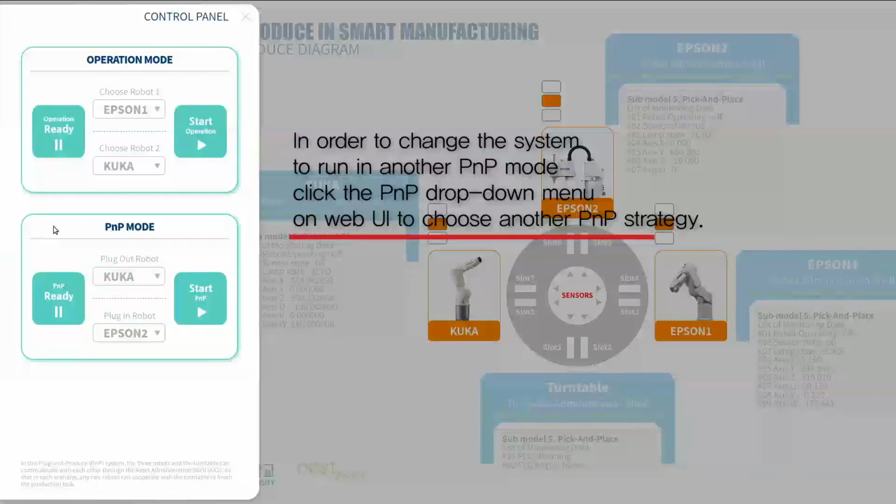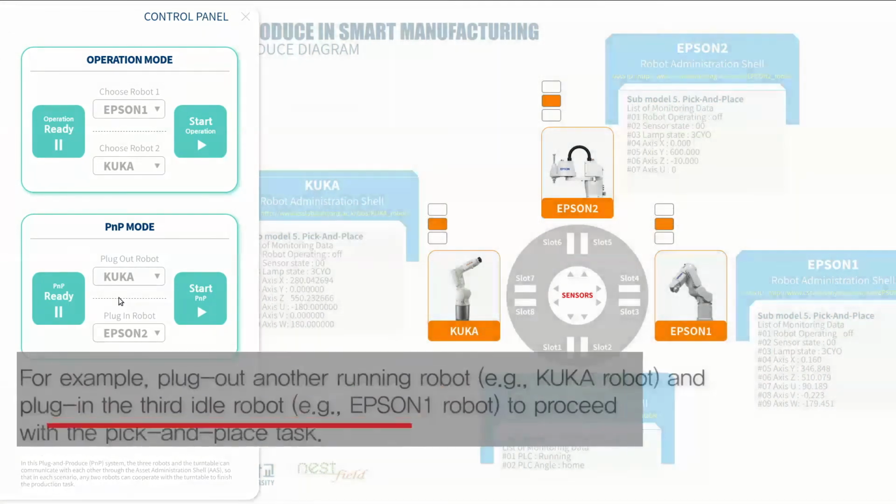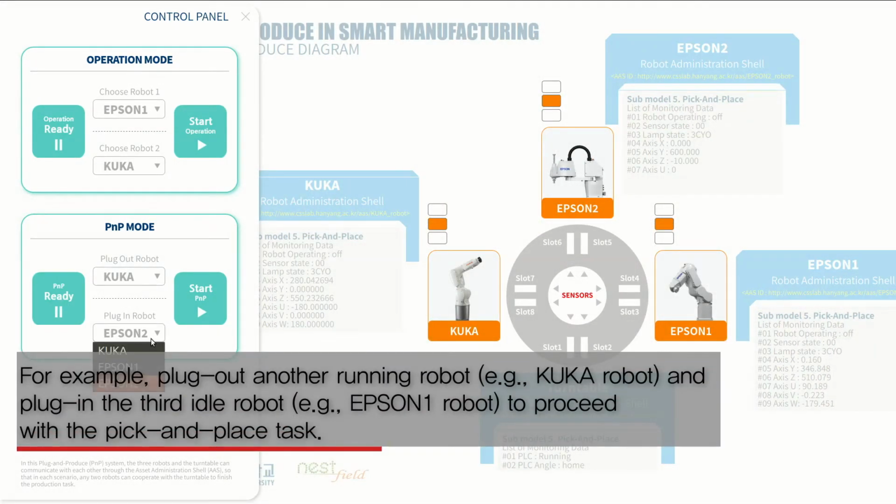In order to change the system to run in another PnP mode, click the PnP drop-down menu on the Web UI to choose another PnP strategy. For example, plug out another running robot, the KUKA robot, and plug in the third idle robot, the Epson 1 robot, to proceed with the pick and place task.